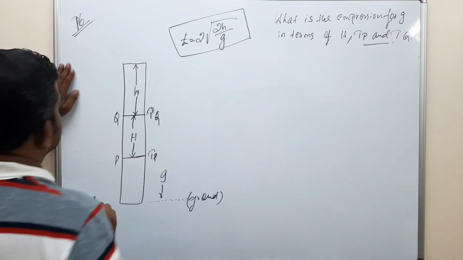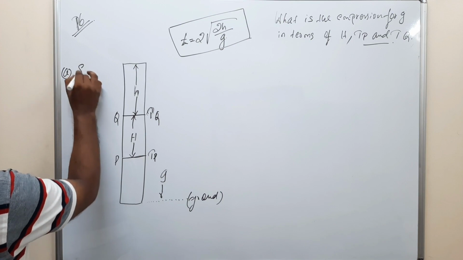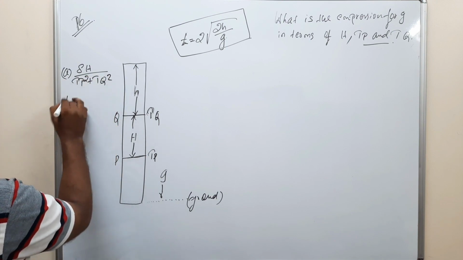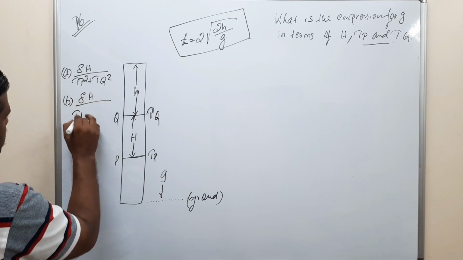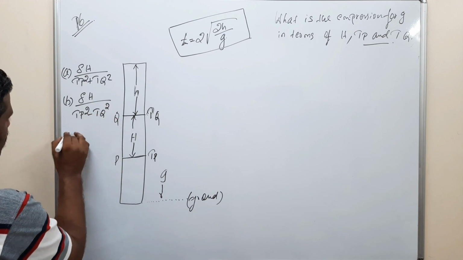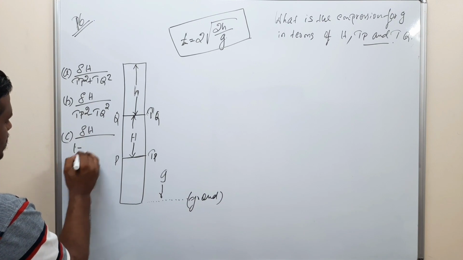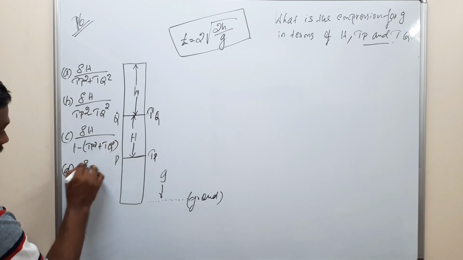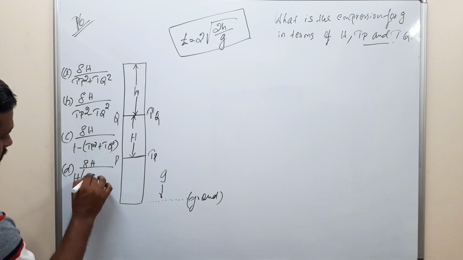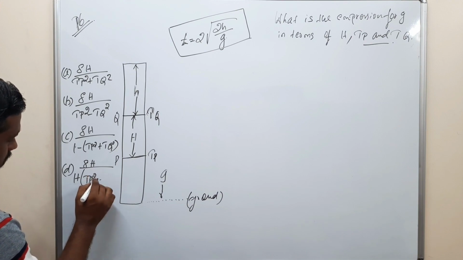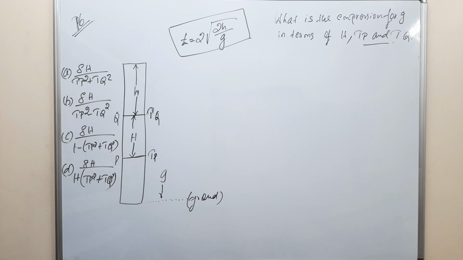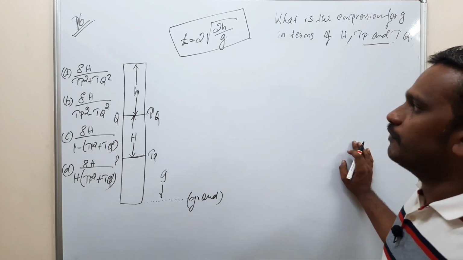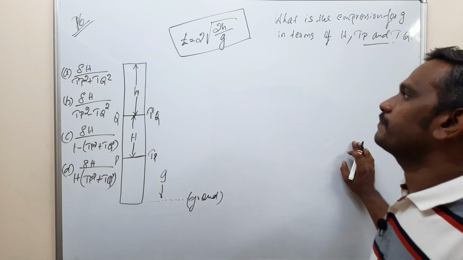So the options are: option A, 8h divided by TP square plus TQ square. Option B, 8h divided by TP square minus TQ square. Option C, 8h divided by 1 minus TP square plus TQ square. Option D, 8h divided by 1 plus TP square plus TQ square. So these are the four options for g. Clear? So we derived the expression for the total time of flight: T is equal to 2 into root of 2h by g.